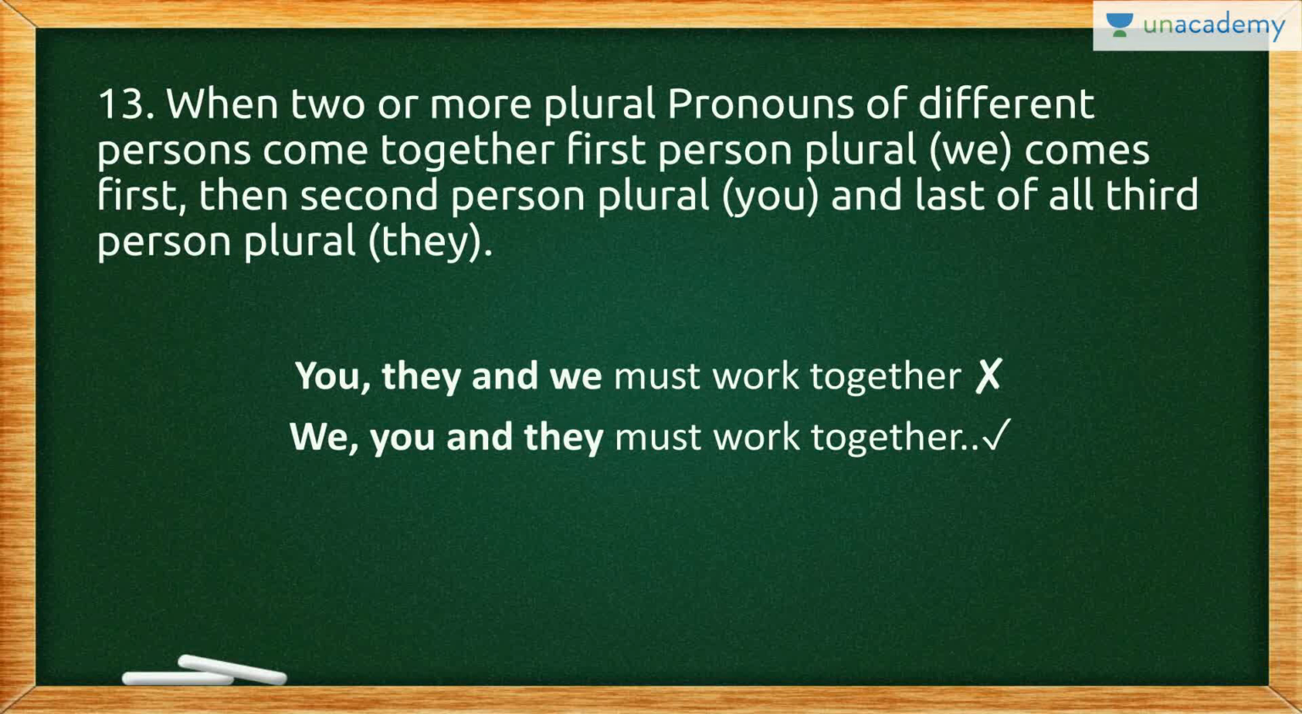So let's look at the example here. You, they, and we must work together. Now, how do we correct this? First person first, second person second, and third person last of all. So we, you, and they must work together, which means first person plural, second person plural, and third person plural. Simple, right? Just don't confuse it with the previous rule.